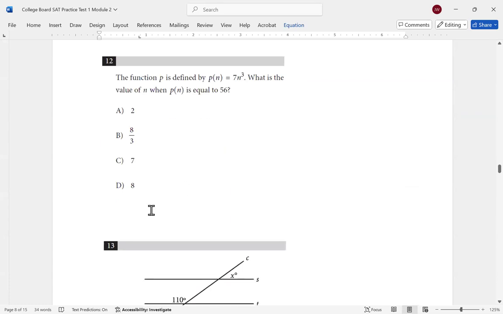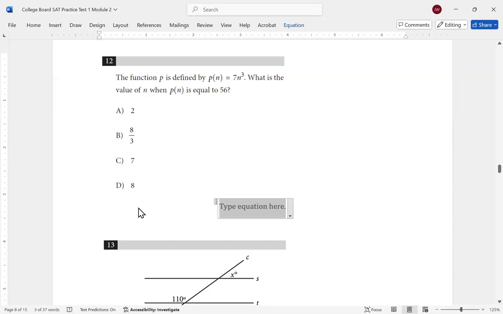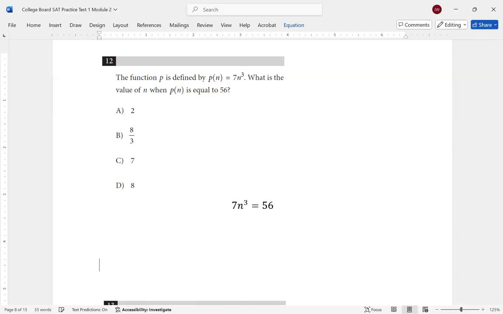Let's take a look at problem number 12. The function p is defined by p of n is equal to 7n raised to the third power. What is the value of n when p of n is equal to 56? It's basically asking me what's happening when the output is 56. We know that the output is 7n raised to the third, and now we know that that's supposed to be equal to 56 in this case.